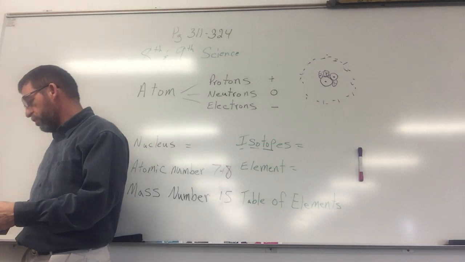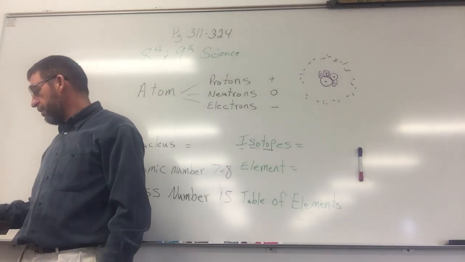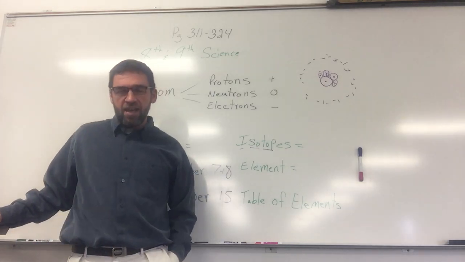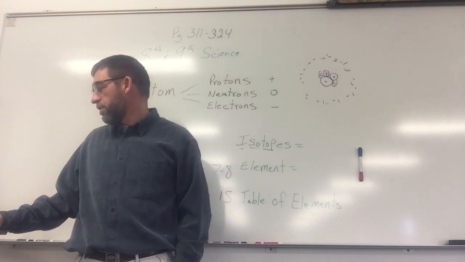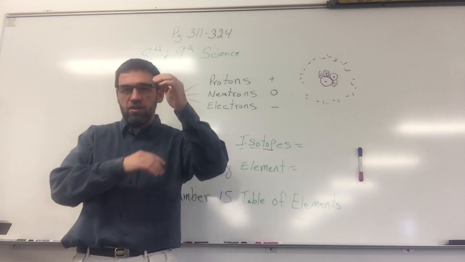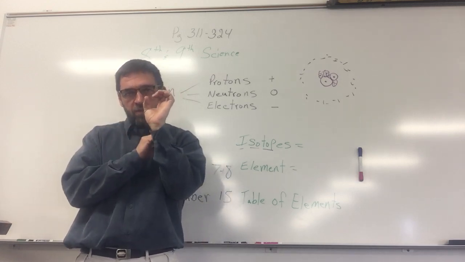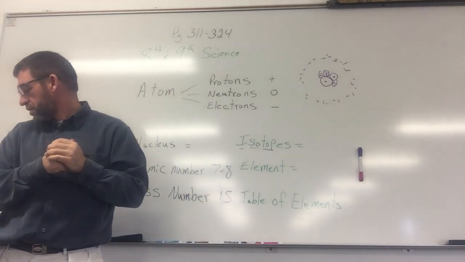If you look over on page 323, you have the Bohr model of a calcium atom. And so there it gives you just a little bit more of an illustration of how the electrons go around the center of the protons and the neutrons.